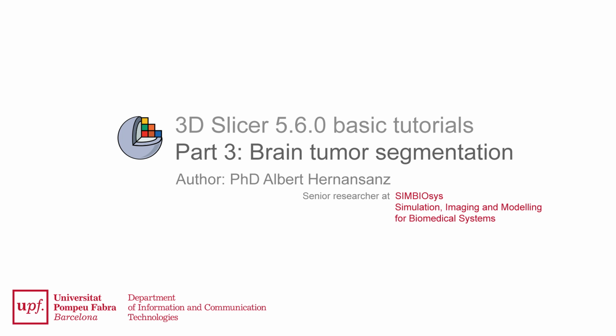This chapter shows one of the possible procedures to segment the tumor inside the brain. The grow from seeds segmentation method will be used. This method uses inner and outer image properties to segment the tumor volume.